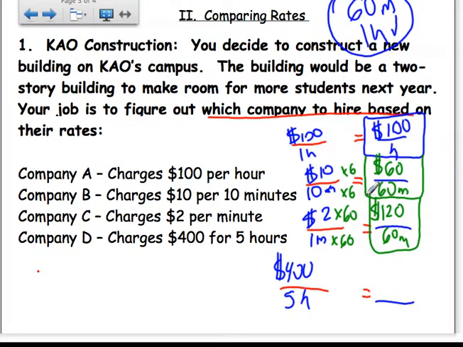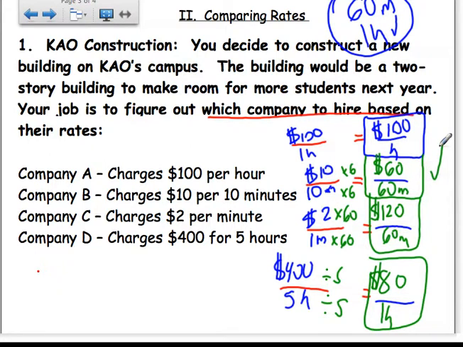And then last one, $400 per 5 hours. To get this to be out of 1 hour, which is the goal, you need to divide by 5 and divide by 5. And this would actually be $80 per hour. So after you've converted them all, you should be able to see which company to hire. The company to hire, which means the cheapest, would have been Company B, which charges only $60 an hour.